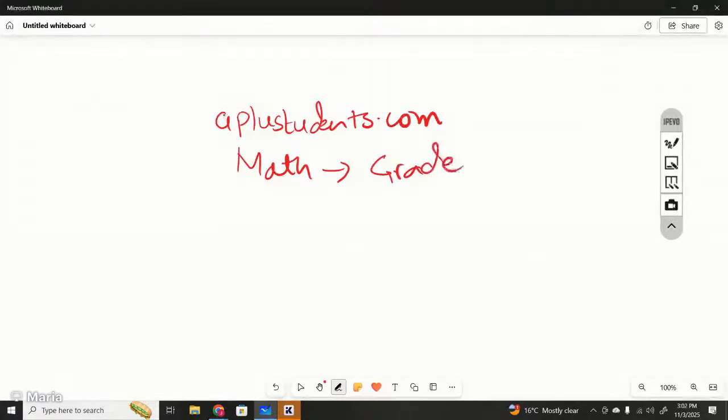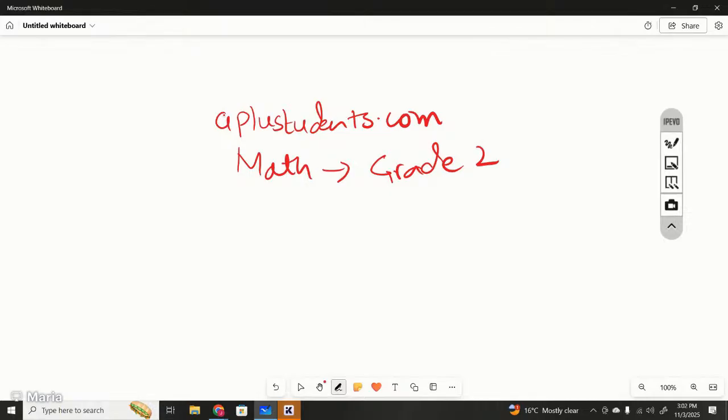We are here for grade 2 math. You can find all the lessons on aplusstudents.com. You have to log in there using your email address, and the password is provided by the administrator. Then you have to select math from the subject tab. Scroll down to grade 2 math and then click on view all lessons. There you can find a list of the chapters.